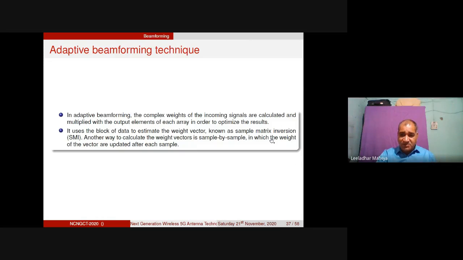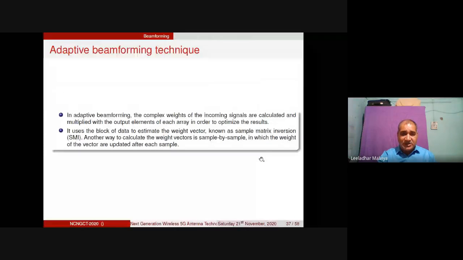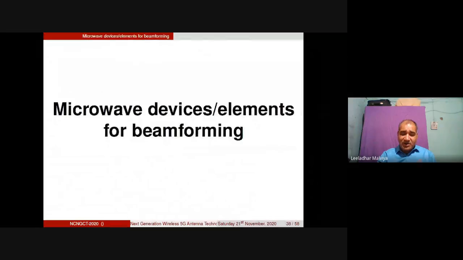So you have the sample matrix inversion technique here. Similarly, weight vectors are used. These weight vectors are nothing but a sample matrix inversion. Right, so weight vectors can be used sample by sample, and the weights can be adjusted so that adaptive beamforming can be done.